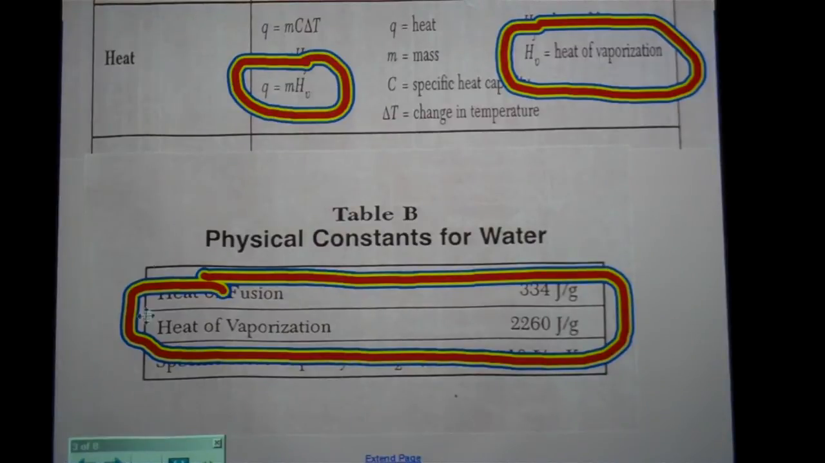On the back of the reference table, you'll find the equation Q equals mHV. It tells you what each represents, and then you have here your HV is the heat of vaporization. However, there's no value for heat of vaporization on the back of the table. So you have to go to table B, which is on the front. On the front, you'll see heat of vaporization. Remember, this is only for water, and it gives you a value of 2260 joules per gram.